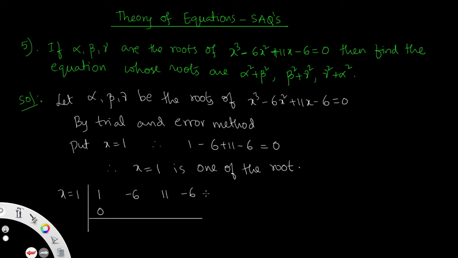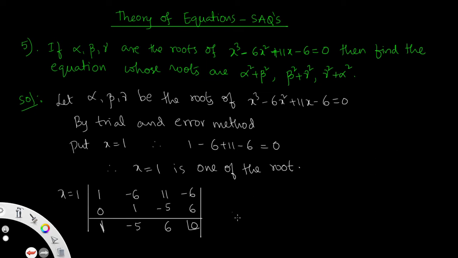So always write the coefficients, then the first element is multiplied by the value, and in the first place put 0. Then add these two terms: 1 plus 0 is 1, 1 into 1 is 1, and then minus 6 plus 1 is minus 5, minus 5 into 1 is minus 5, 11 minus 5 is 6, 6 into 1 is 6, then it becomes 0. Therefore one of the roots is x equal to 1, and then we have to write the remainders as the equation.